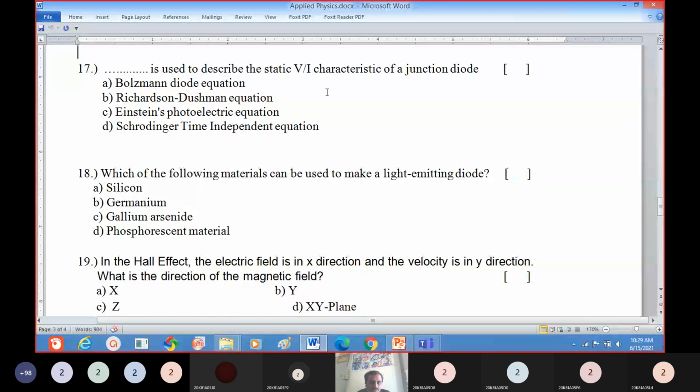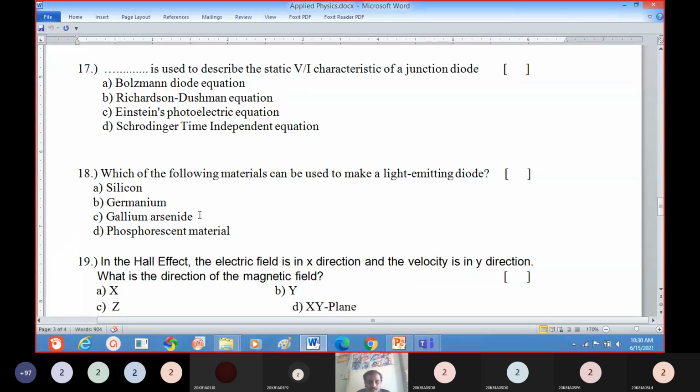Next one, which of the following materials can be used to make a light emitting diode? Gallium arsenide, because in case of LEDs, we are using compound semiconductors. Silicon and germanium are not compound semiconductors, and phosphorescent materials we are not using. Gallium arsenide is the compound semiconducting material.